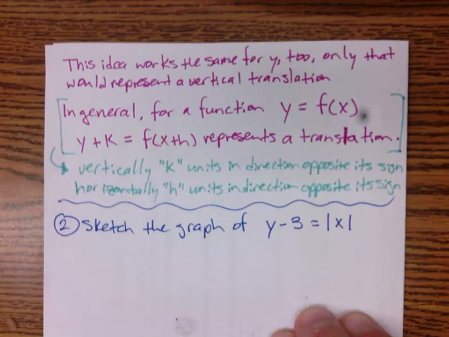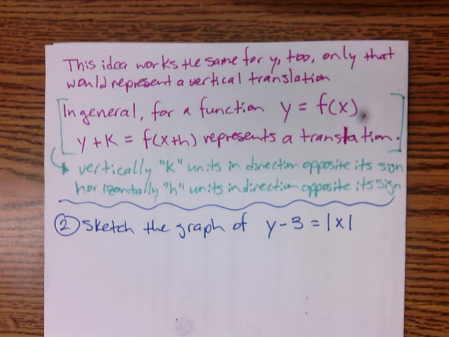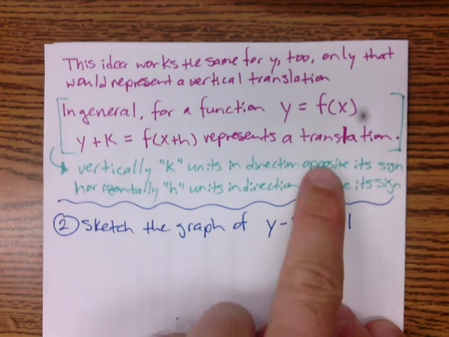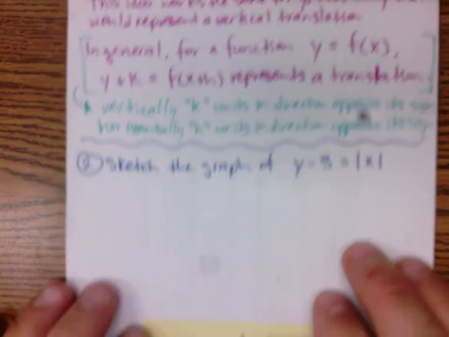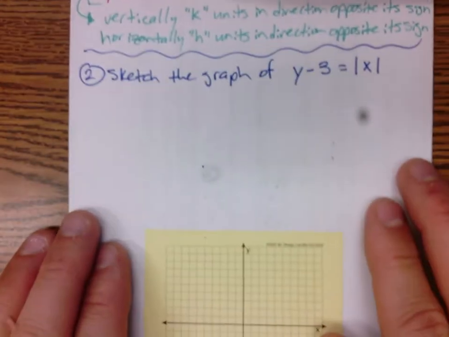So it seems like a mouthful, but if you just remember, if you've added or subtracted to y, then you've shifted vertically. If you've added or subtracted to all the x's in the function, then you've shifted horizontally. And you just have to remember that the direction is opposite whatever the sign is of that number there. So let's go ahead and jump right into another example, okay?